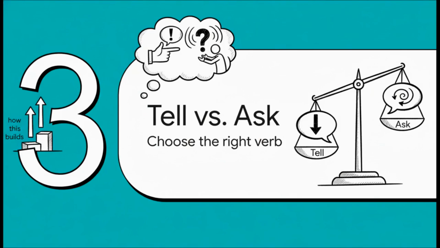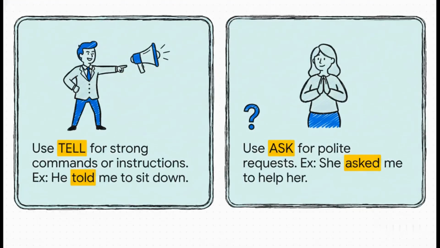Okay, now a really important part of this formula is picking the right reporting verb. The two you're going to use most often are tell and ask. And believe it or not, the one you choose can totally change the vibe of the sentence. So what's the difference? It's all about the tone. You use tell for strong commands, or just straightforward instructions. Sit down becomes, he told me to sit down. But if it's more of a polite request, especially if you hear the word please, then you'll want to use ask. Please help me becomes, she asked me to help her. Choosing that right verb adds a whole layer of important context.